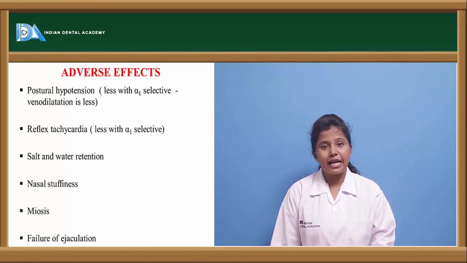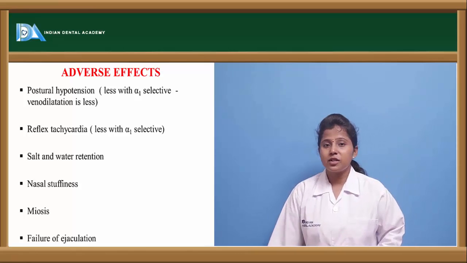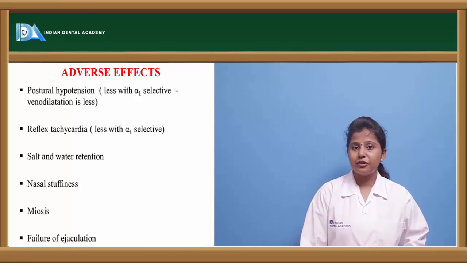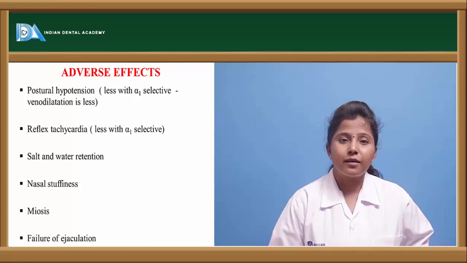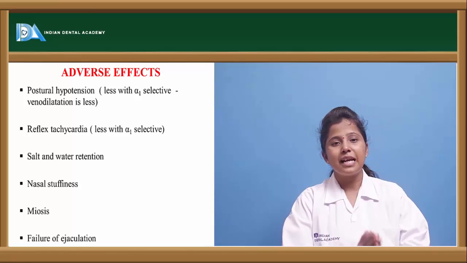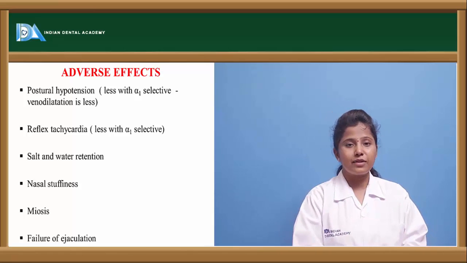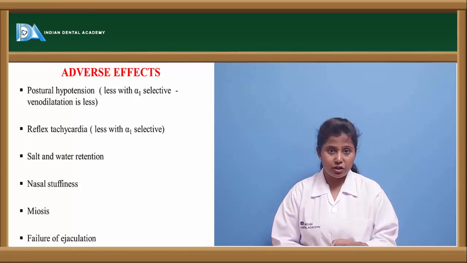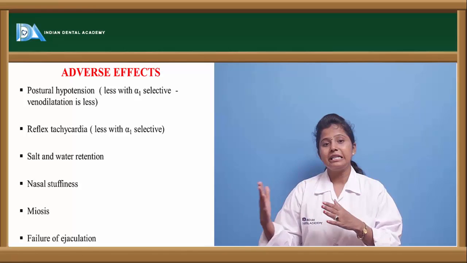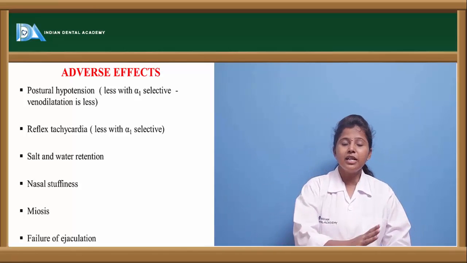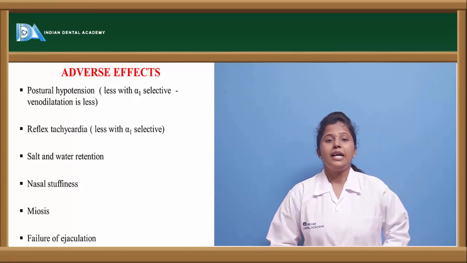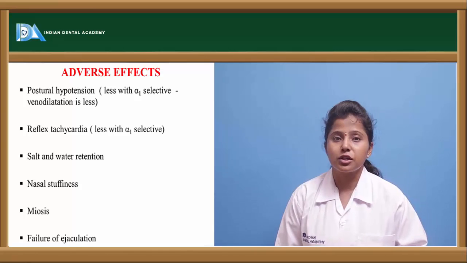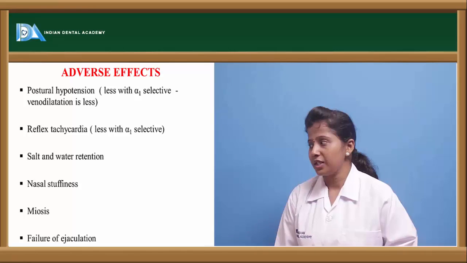Even in excessive amount, it causes postural hypotension, where there will be excess venous dilation because of less alpha-1 selectivity, because alpha-1 receptors cause vascular constriction. Here, as these drugs have less affinity towards the alpha-1 receptor, they cause venodilatation more when compared to venoconstriction. That is the reason postural hypotension takes place.